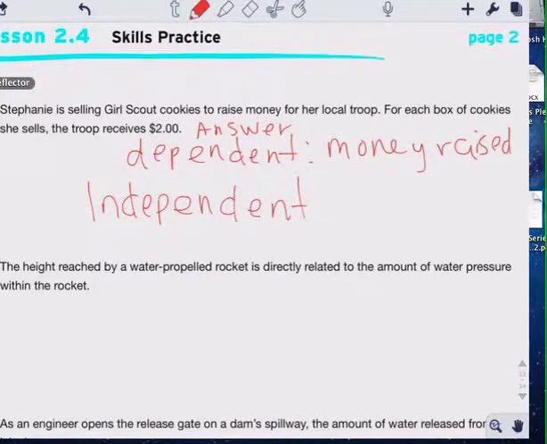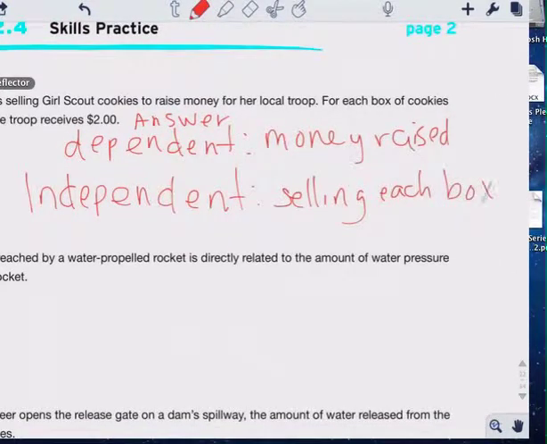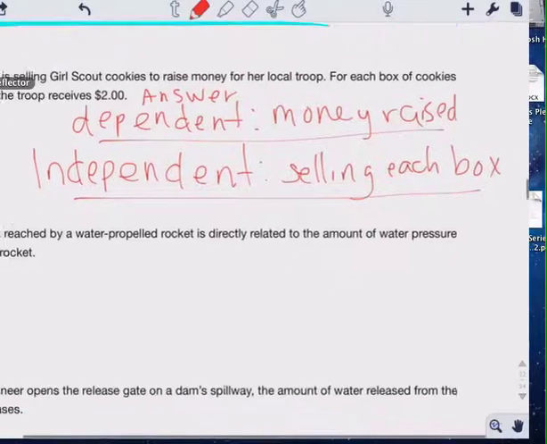Money received, selling each box. So not just one box, right? We can sell like 10 boxes, couldn't we? Yeah, we can sell 20. So we're selling each box. It depends how many boxes we sell. Does that make sense? Start out with the answer, and then you can work with what you need to put in. Okay, now, how about the next one?